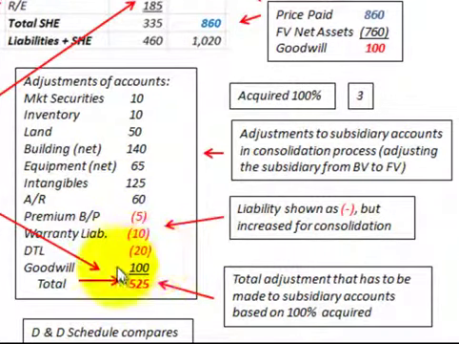And I also have the goodwill included in this acquisition process, and it was $100,000 in this case. So these adjustments to the subsidiary accounts in our consolidation process are adjusting Corporation B's accounts from their book value to their fair value. Now in this case the total adjustment has to be made in the subsidiary accounts based on, in this case, 100% acquisition.